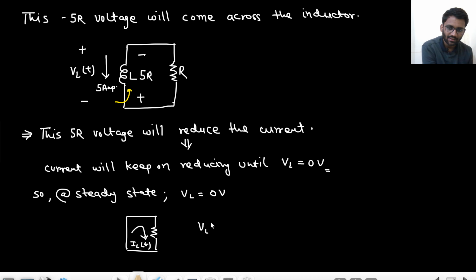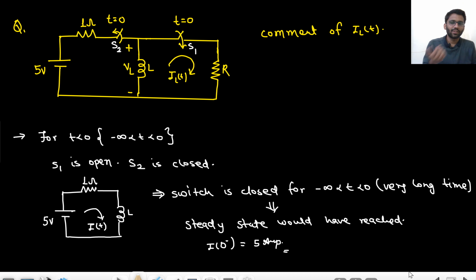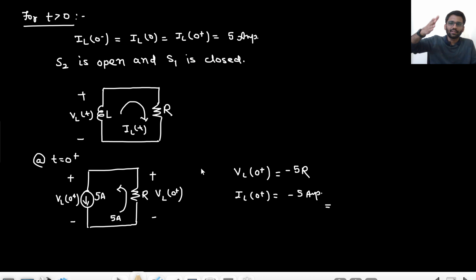So at steady state, VL infinity is 0 and IL infinity is also 0 ampere. What do most of the students and most of the educators think? Initially the inductor is having 5 ampere current. At steady state, the inductor will be open circuited, right? So if the inductor is open circuited, there is no voltage across the resistance, so current is also 0. Is this the correct concept?